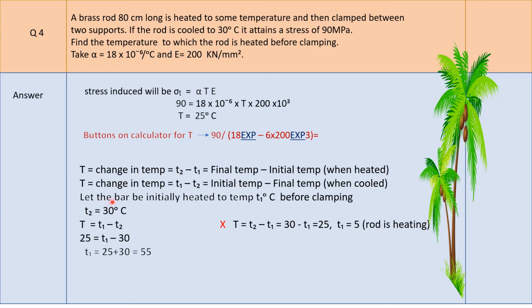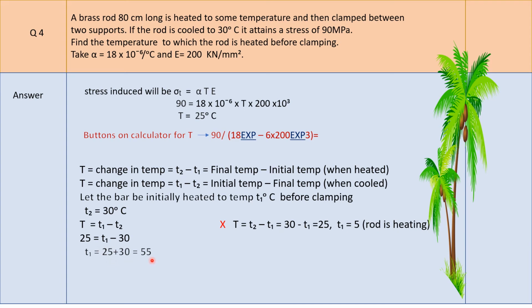Now let the bar be initially heated up to T1 degree temperature before clamping, and when it is cooled to 30 degree it attains a stress of 90. So T2 is 30 degree, given. Now it is cooling, so we will use T1 minus T2. So delta T is equal to T1 minus T2. Change in temperature is 25. T1 we want to find out and T2 is 30. So when 30 goes to the other side, T1 will be equal to 25 plus 30 is equal to 55.